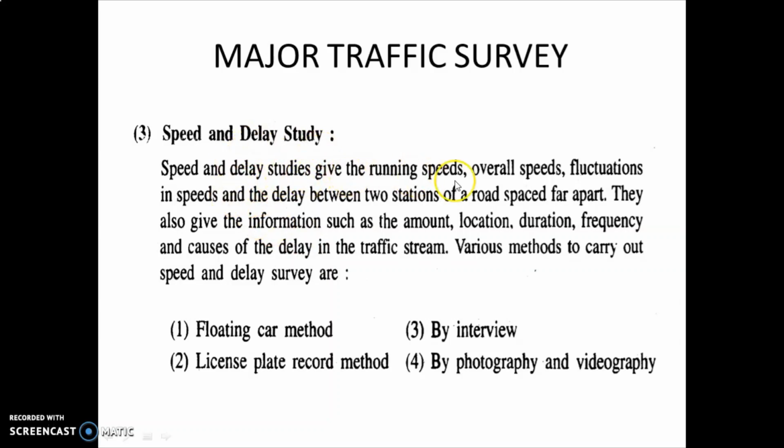Speed and delay studies give the running speeds, overall speeds, fluctuation in speed, and delay between two stations of a road which are spaced far apart. They also give information such as the amount, location, duration, frequency and causes of delay in the traffic stream. Various methods to carry out the speed and delay survey are the floating car method, then interview, the license plate record method, and the fourth one is photography and videography. So these are the various methods under the speed and delay studies.